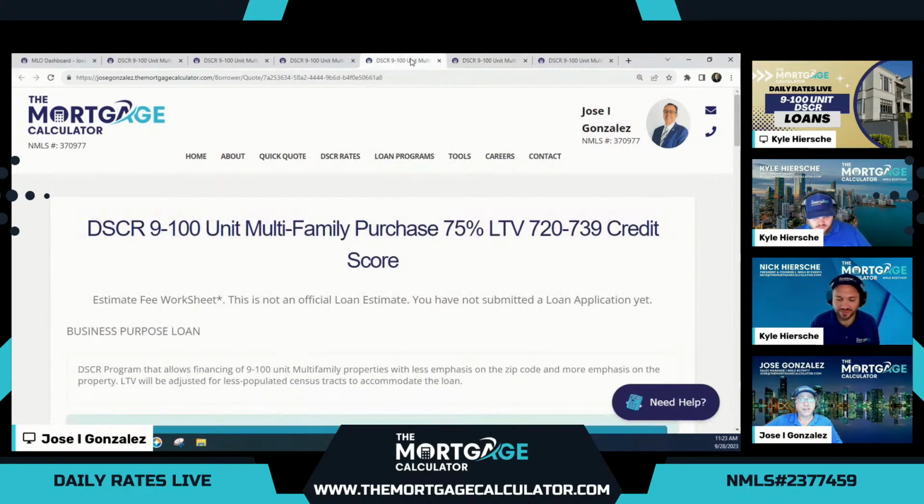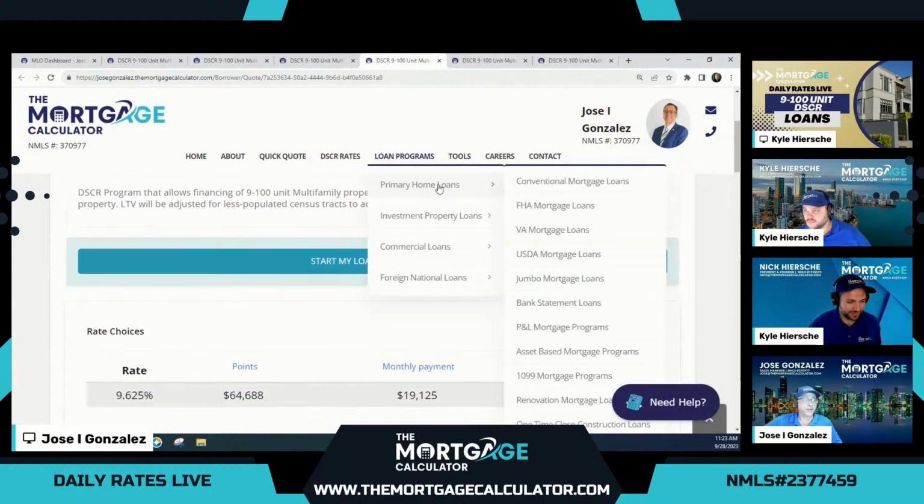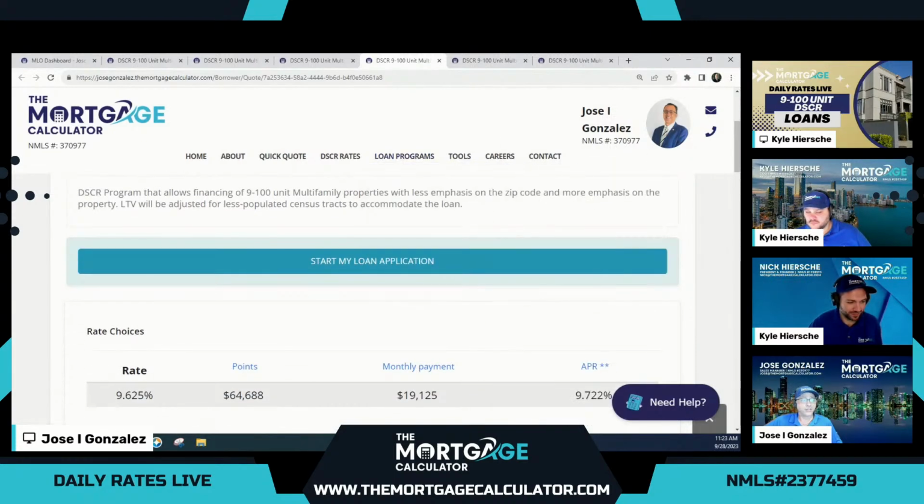720 to 739, we're still at 75% LTV. But now our cost does go up a little bit. I'm keeping it at the same rate just so we can see a difference in the cost, right? So 9.625, roughly just under 3 points on that one.